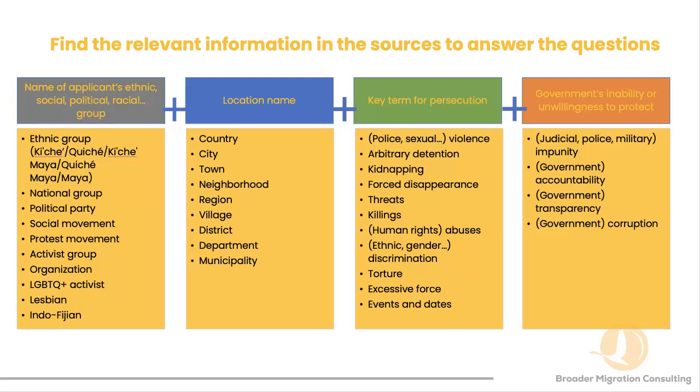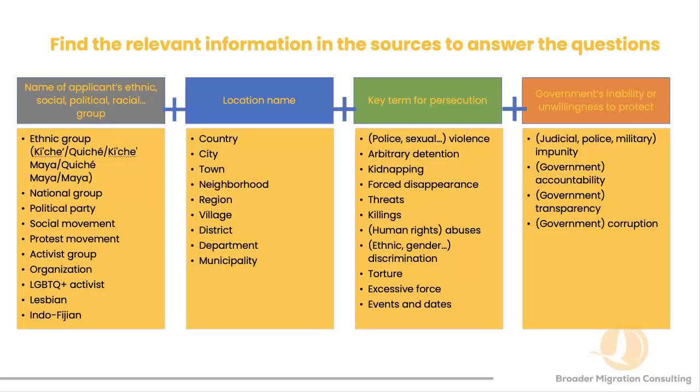And then moving to the right, we have the location name. So that can be a country, a city, a town, a village, a district, a municipality. And then to the right of that, we have key terms for persecution. There are some examples there. And finally, we have terms for the government's inability or unwillingness to protect.